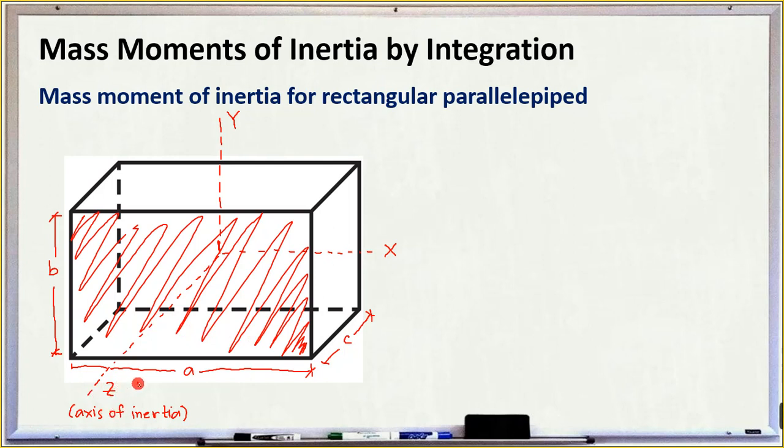If you try to change your axis of inertia into the x-axis, another cross-sectional area will be created, and that is this one, the left and the right sides. Now if your axis of inertia is the y-axis, then your cross-sectional area will be the top and the bottom surfaces. Now for our derivation today, our axis of inertia will be the z-axis.